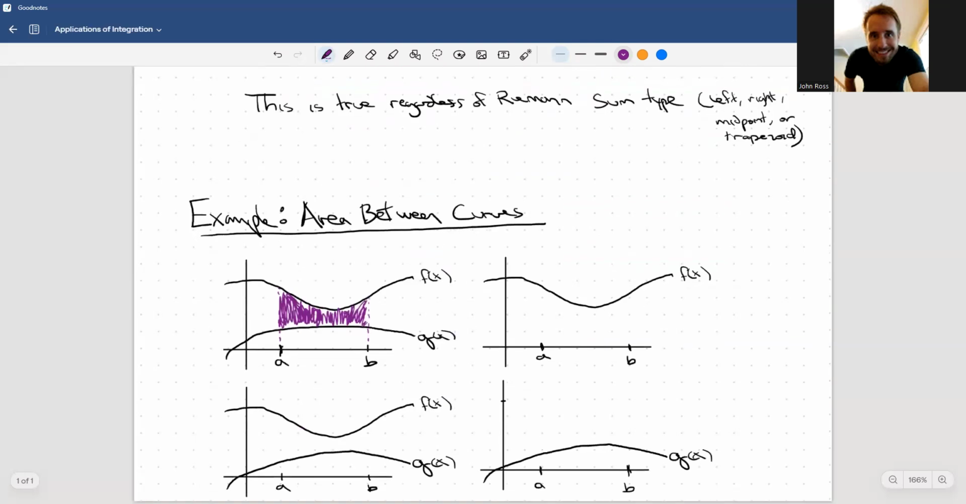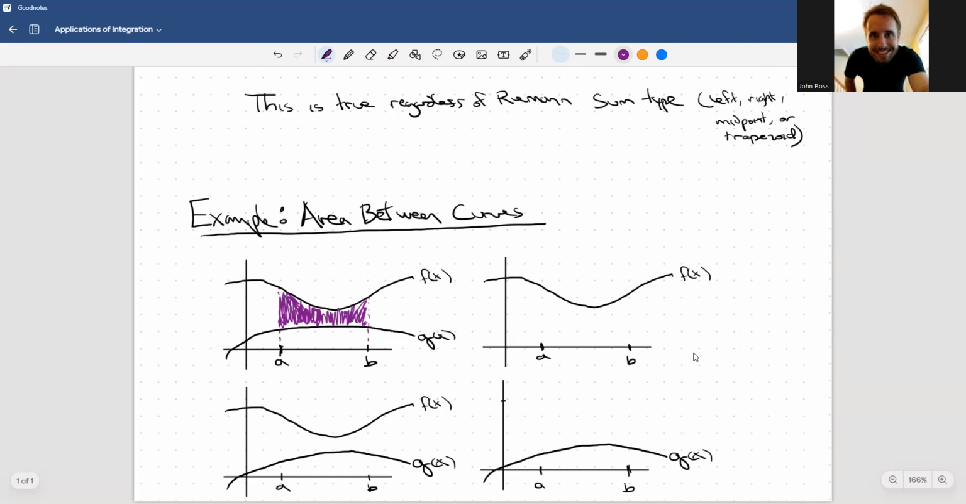This is going to be the area between two curves. And we have the framework that's drawn here. I have roughly the same picture drawn 4 times. I'm going to focus on the upper left. I want to figure out this shaded purple area. It's between a and b, and it is the area between the function f of x and the function g of x. f of x is up on top, g of x is down below. And so specifically, what is that shaded purple area?